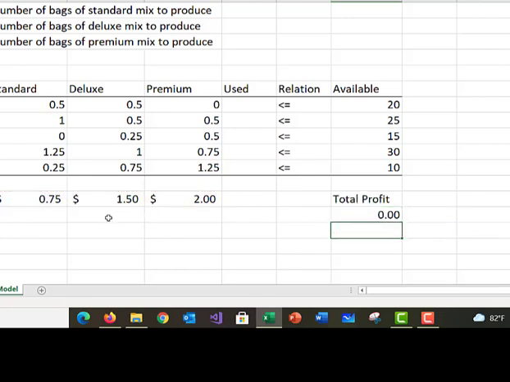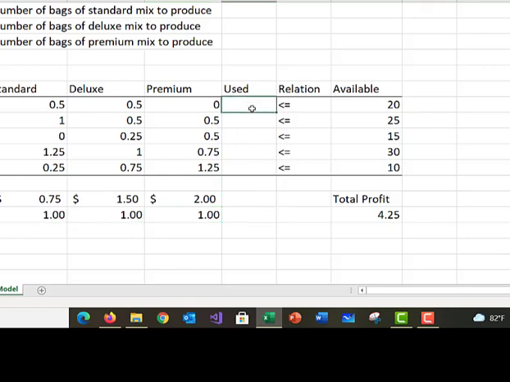In order to demonstrate how this formula works, notice if I put a 1 here, I get 75 cents. I put a 1 here, I get 225, and put a 1 here, I get 425. These values will be replaced with the optimal values for the decision variables eventually. I'm going to leave them alone for now.